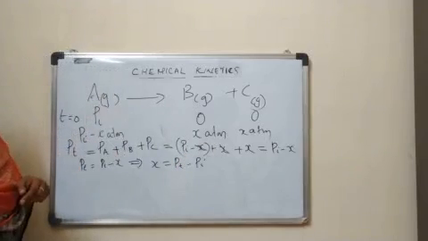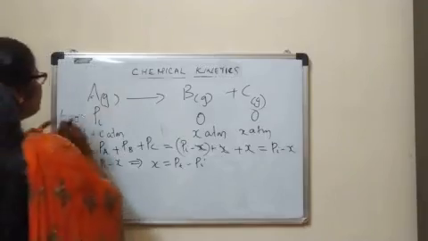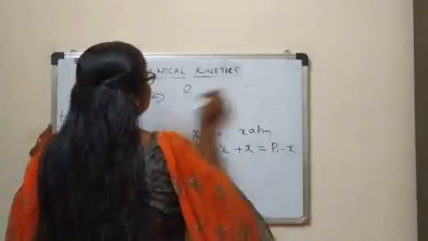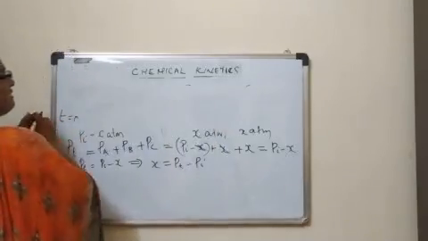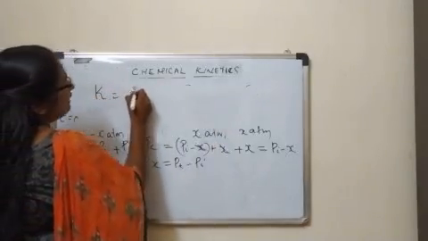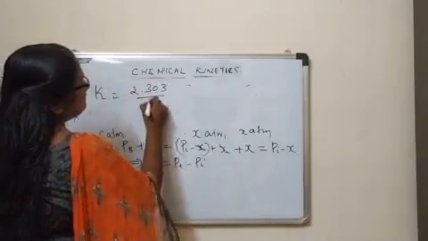Then the integrated rate equation for this first order reaction, we know the integrated rate equation K is equal to 2.303 by T log R0.